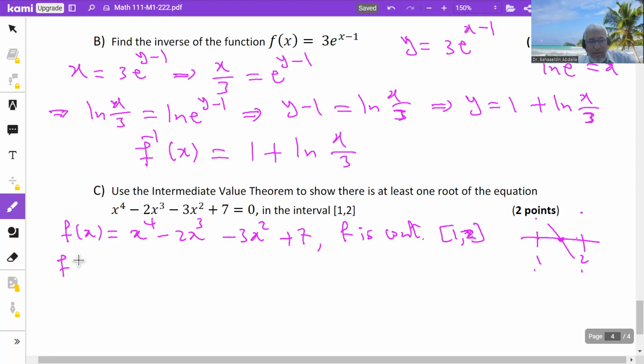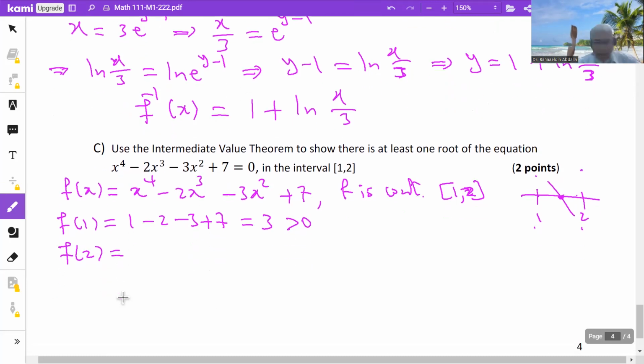Now let me find f of 1. What is f of 1? 1 to the power 4 minus 2 times 1 to the power 3 minus 3 plus 7. So it is negative 4 plus 7, which is 3. Well, 3 is greater than 0. That's good. Now let us check f of 2. And f of 2 has to be negative in this case. So the function will have a 0 between 1 and 2.